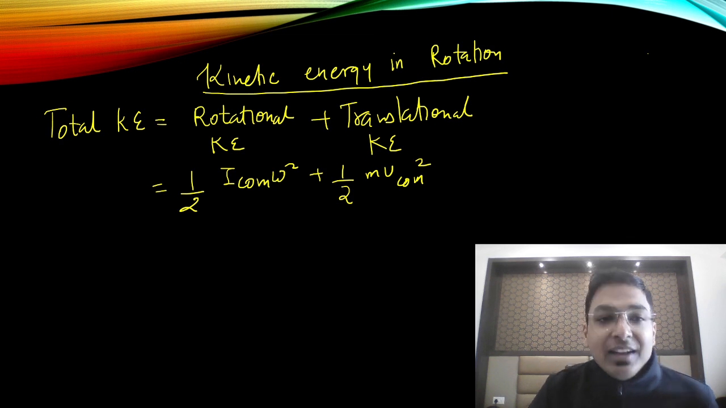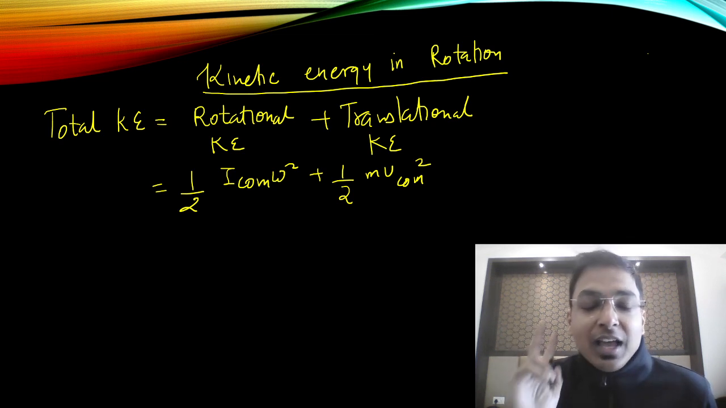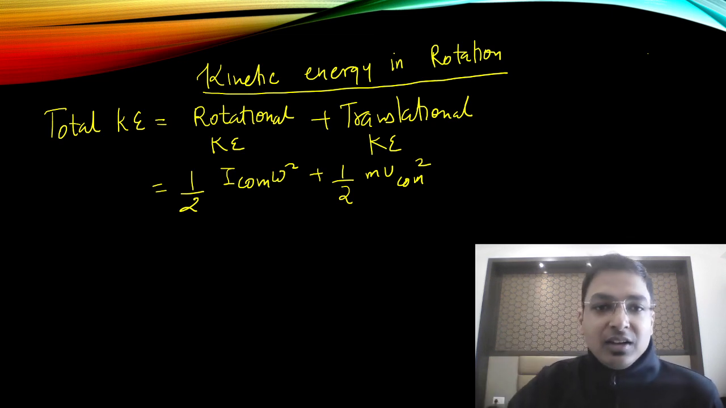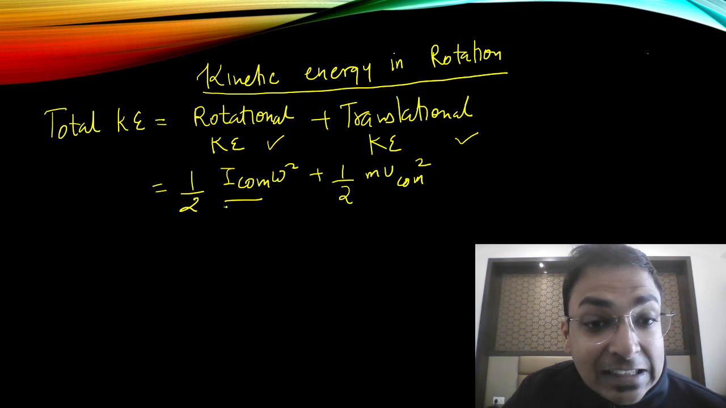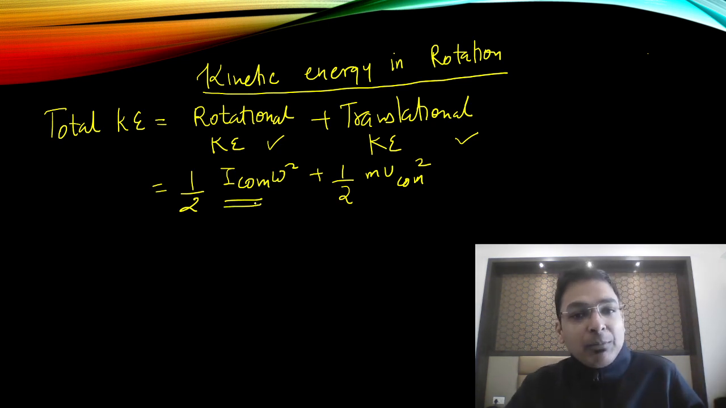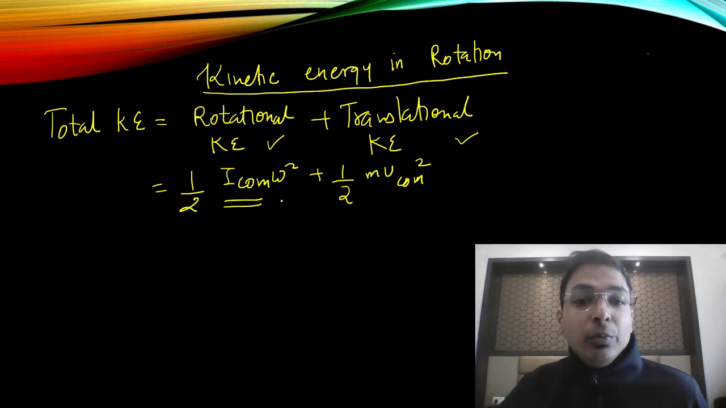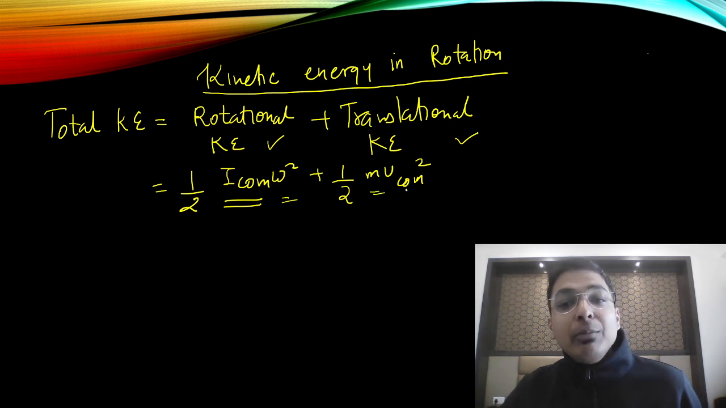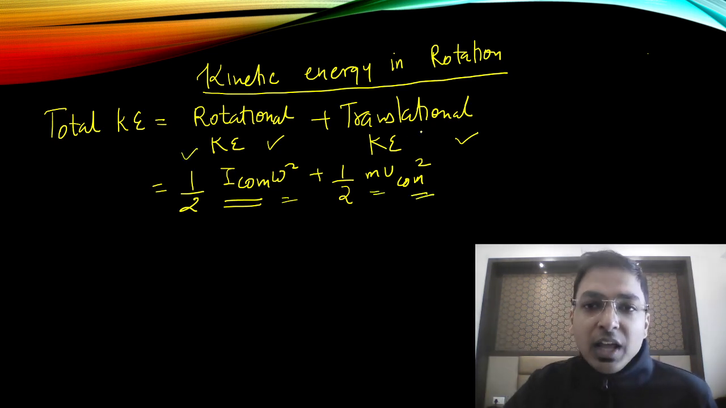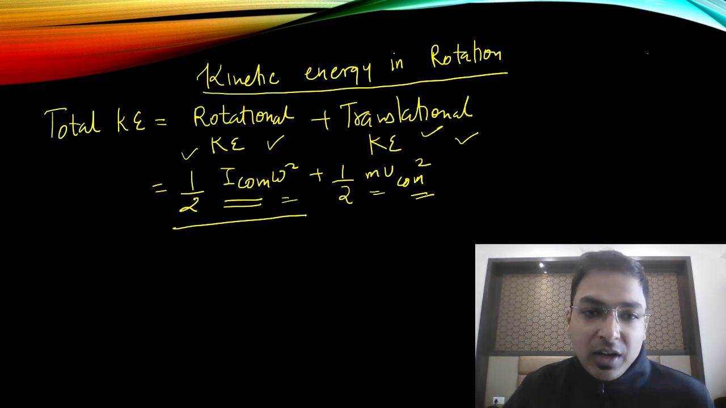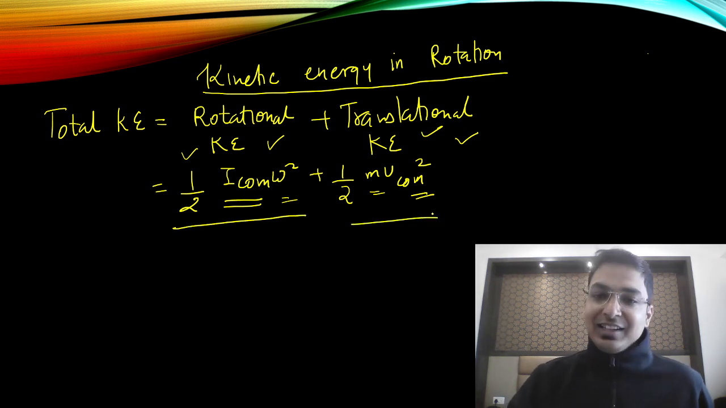Then finally the kinetic energy in rotation. In rotation you have two types of kinetic energy: one is the rotational kinetic energy, another is the translational. So it is half I about center of mass into omega square, plus half m into velocity of center of mass square. The total is the addition of both. Taken separately, the first is the rotational kinetic energy and the second is the translational kinetic energy.